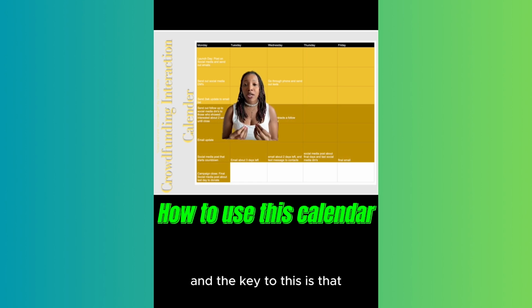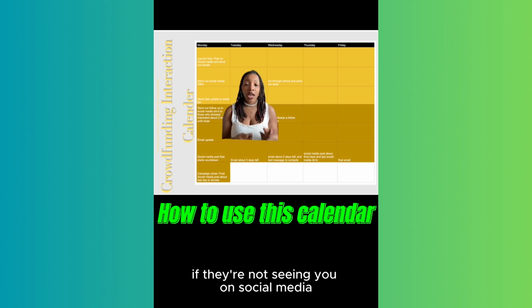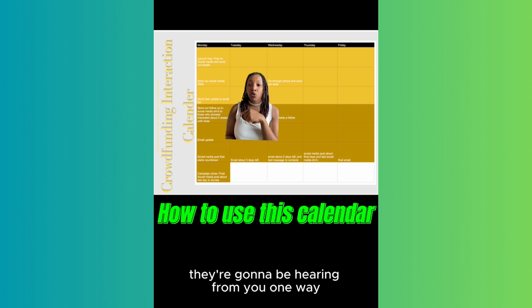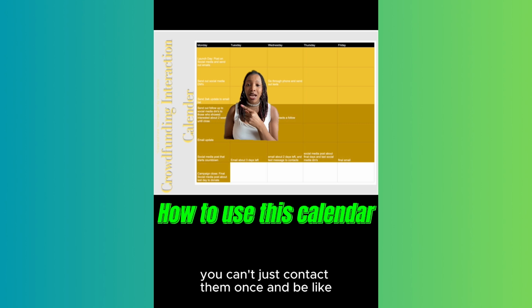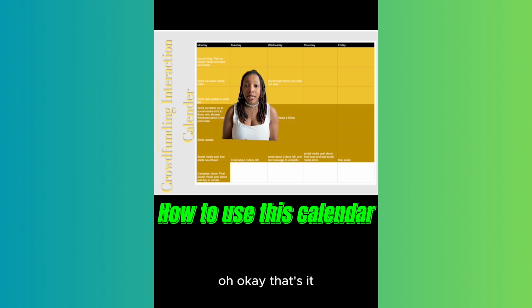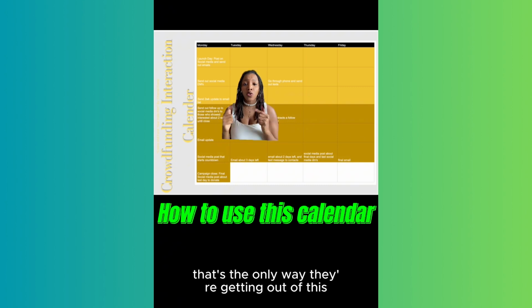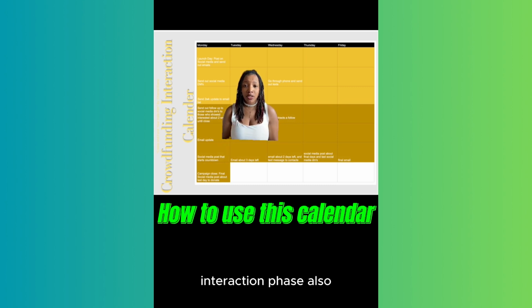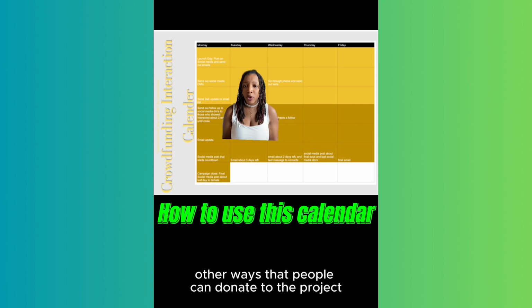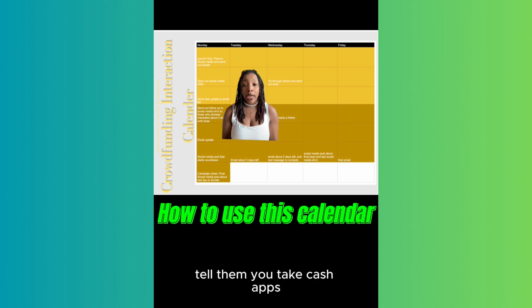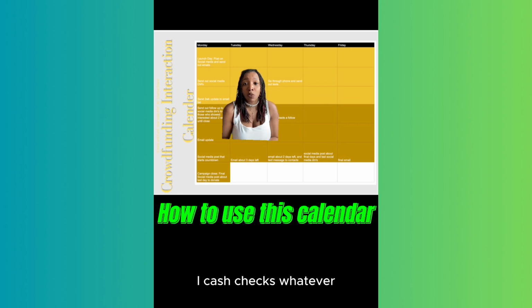And the key to this is that you have to stay in people's face. If they're not seeing you on social media on these blank days, they're going to be hearing from you one way, shape, or form. You can't just contact them once and be like, oh, okay, that's it. Unless people donated to your project already, that's the only way they're getting out of this interaction phase. Also, be sure to include any information as far as other ways that people can donate to the project. If they're not going to donate through the crowdfunder, tell them you take Cash App, Zelle, cash, checks, whatever.